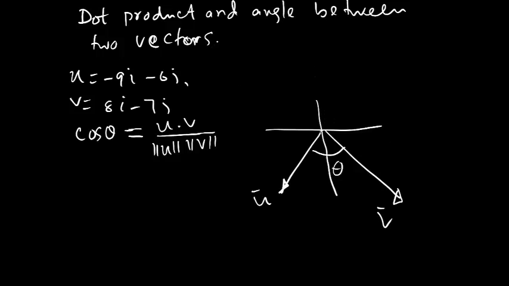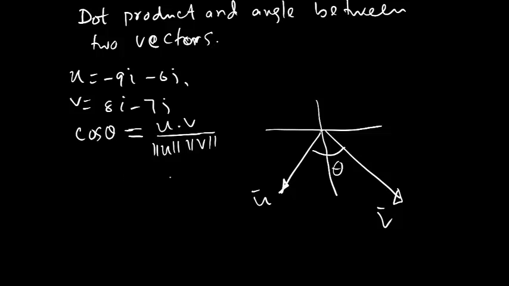We are given two vectors. U is -9i minus 6j, so it is here in the 3rd quadrant, and V is the vector 8i minus 7j that goes in the 4th quadrant. So you have to find the angle between these two vectors, and the formula is cosine theta equals u dot v, which is a dot product. Take the magnitude of u and the magnitude of v and divide, so you get cosine theta.